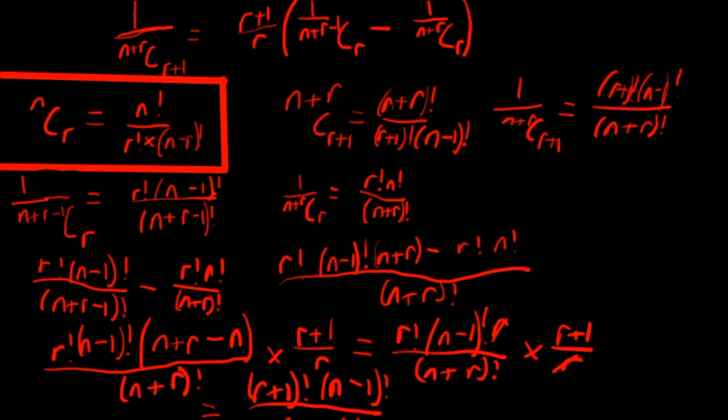And as you can see, this is the same as this fraction over here, which is 1 over (n plus r) C (r plus 1), and that is what the left hand side of the equation is. So we have proved the equation.